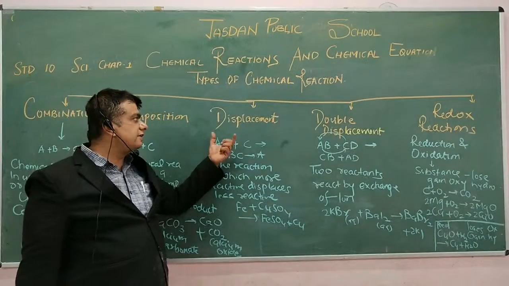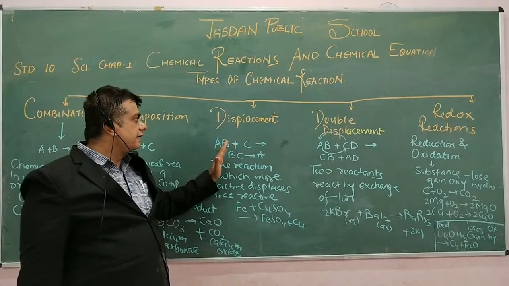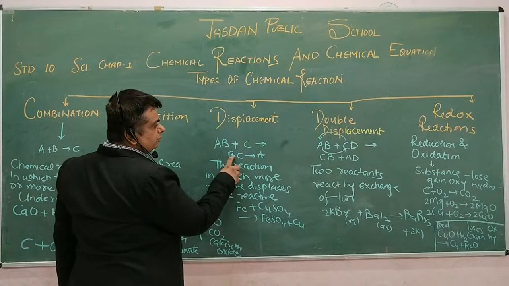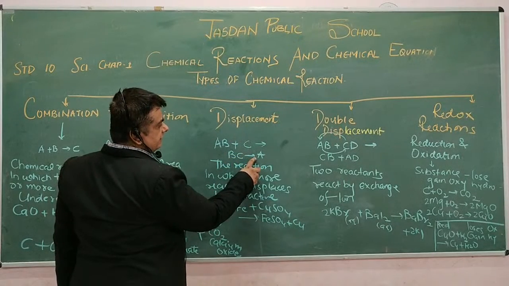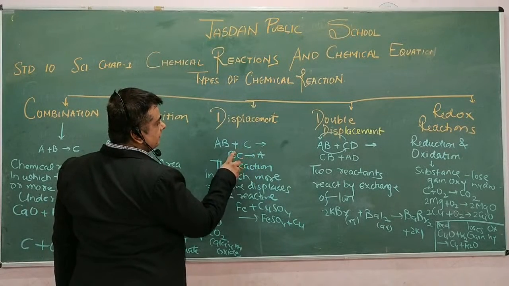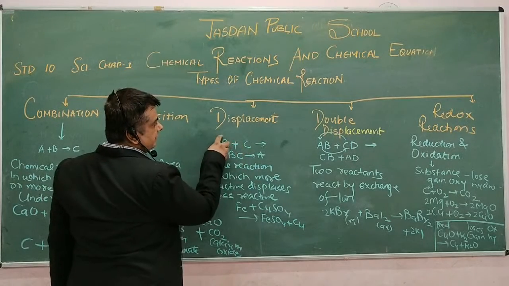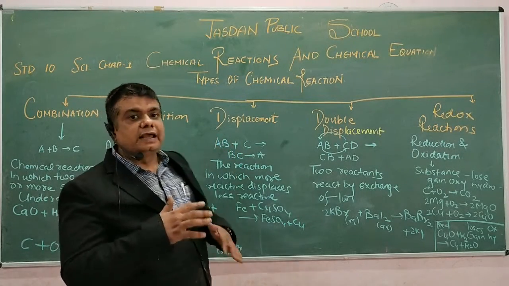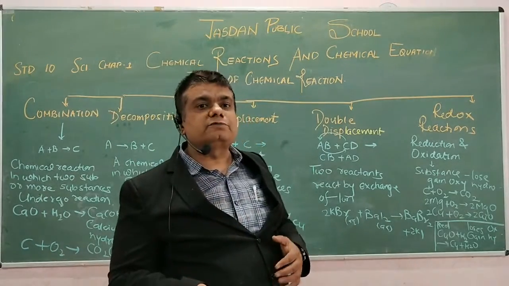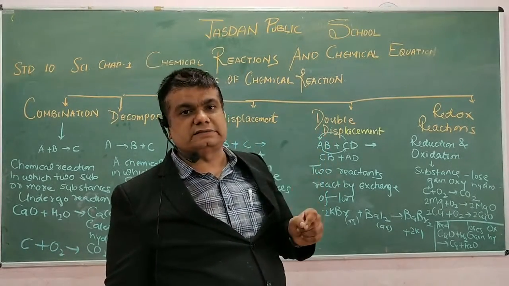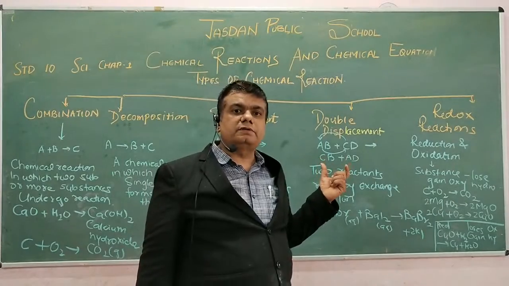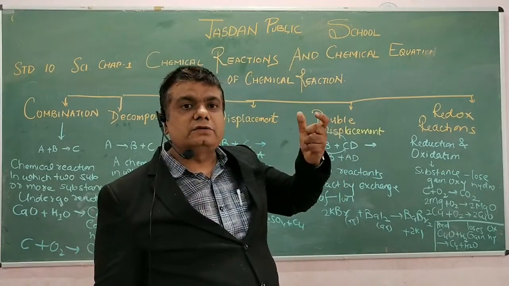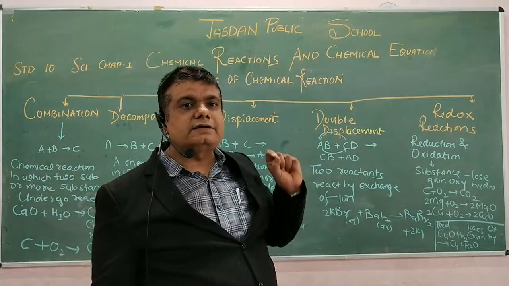Another one is the displacement reaction. One element is displaced by another. You can see that A plus BC equals AC plus B. Here you can see that A is displacing B. How can we know which element will displace which element? For that you have to learn the reactivity series, which you can download from Google. In the reactivity series, it is given which element is more reactive and which element is less reactive.